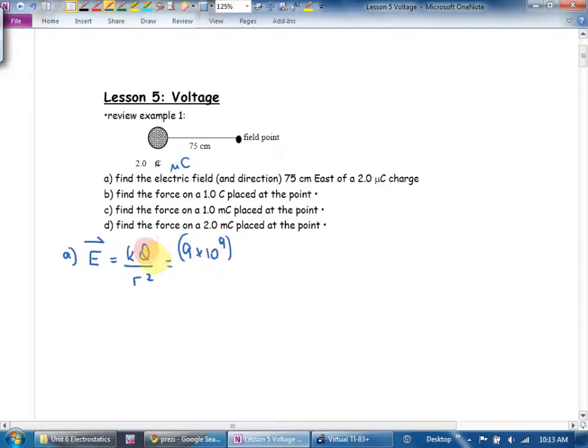Q, what's the charge? Oh, 2 microcoulombs. What was micro again? Whenever we saw micro, what did that tell us to write? 10 to the negative 6, worth memorizing because otherwise you're looking it up all the time. All over this distance in meters, so 0.75 squared. What's the electric field at that location? Can you crunch the numbers, please?